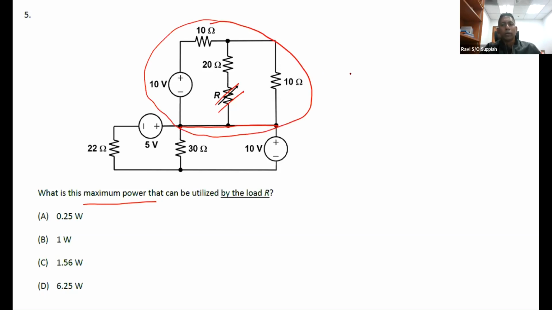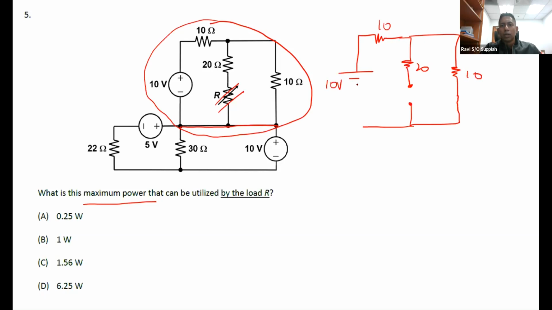Okay, so what you have here is just 10 volts, 10 ohm, 20, 10. Okay, so I'm open circuit the load over here. Okay, and this is the VTH I'm looking at. Okay, so what is the VTH? The VTH is the voltage seen over here. All right, and since this is open circuit, it is the same voltage seen from this point over here as well. Okay, because this is open circuit.